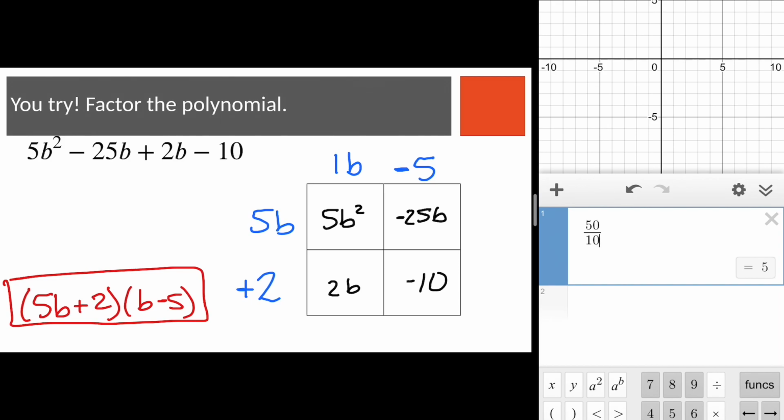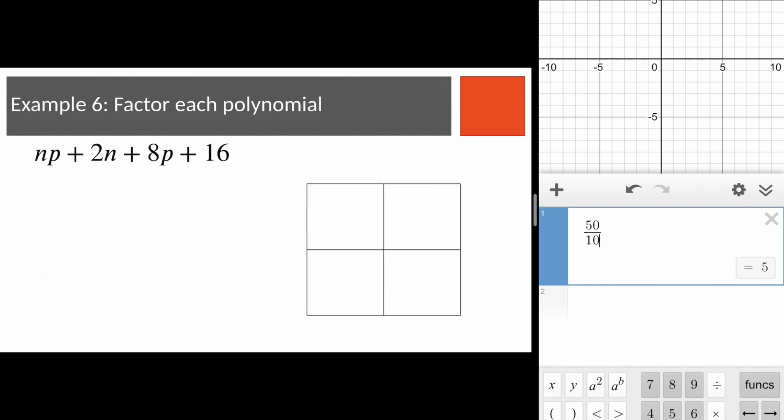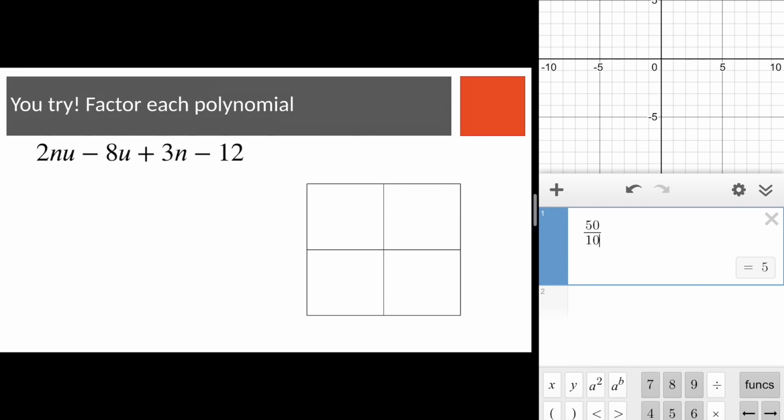Perfect. All right, let's go ahead and take it up a notch with one more problem, and we're going to skip it and move on to this one. And we're going to do this as a group. So this is a little bit harder because now there's 2 letters, but it's going to be the same process. So we're going to put 2nu in the first square, negative 8u in the second one, positive 3n in the third one, and negative 12 in the last one.